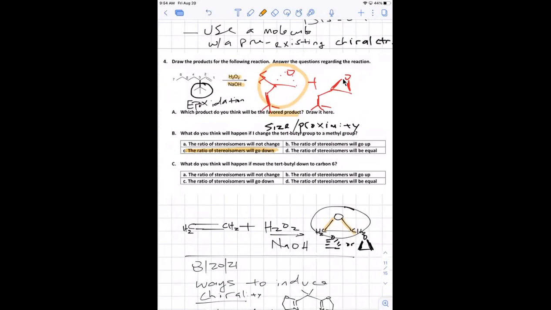The ratio go down. It's going to go down too. It'll have the same effect. Making it smaller or moving it further away from the reactive site both have the same effect, which is they allow for that high energy pathway. They allow more access from that pathway.